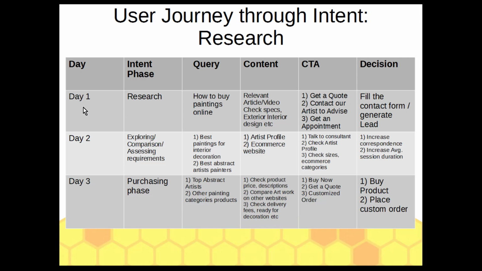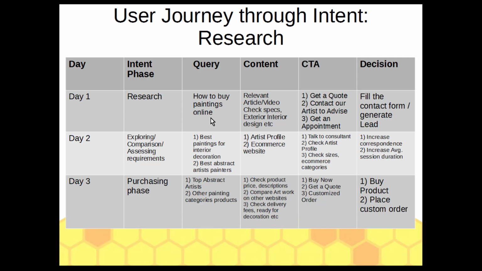So day 1, your user has the research intent. They go into the query how to buy paintings online. They type that. The content that you can show is an article that says, hey, these are the ways to buy paintings online. You can go to this website or that platform. You can take the size where you want to decorate, or what is your interest. Do you like village paintings or city landscape painting or abstract paintings? So you can create content on that.